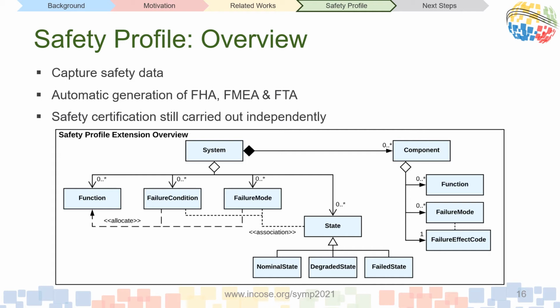The diagram we see here is an overview of the relationships between the new safety elements I have created, and the key specifications represented by this diagram are that a system can have functions, failure conditions, failure modes, and states. A system can be composed of components, and each component can have functions, failure modes, and a failure effect code. Each failure condition or failure mode is allocated to a function, and each failure condition or mode also has an association link to a state. And finally, there are 3 types of states: nominal, degraded, and failed.